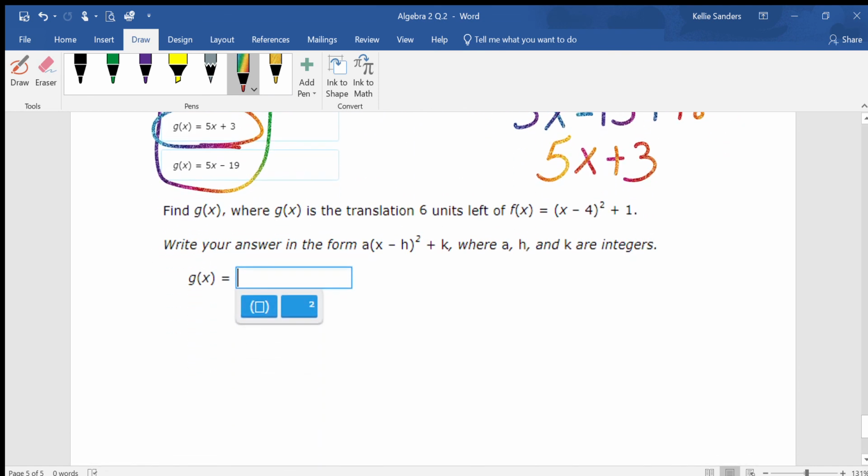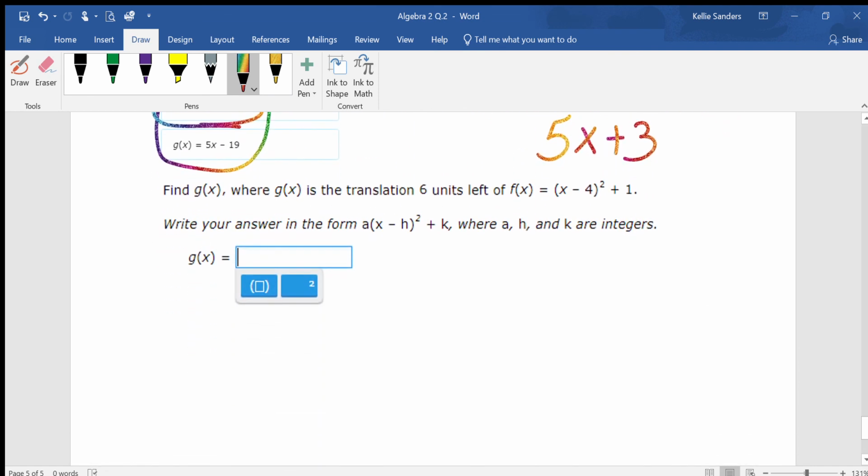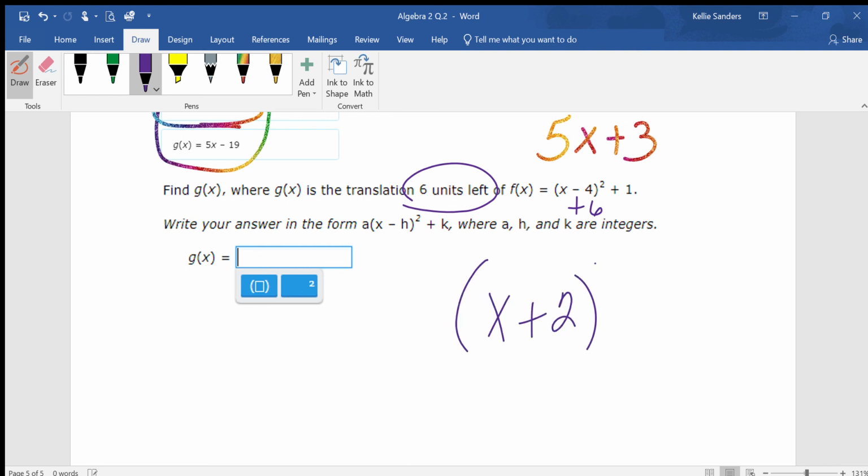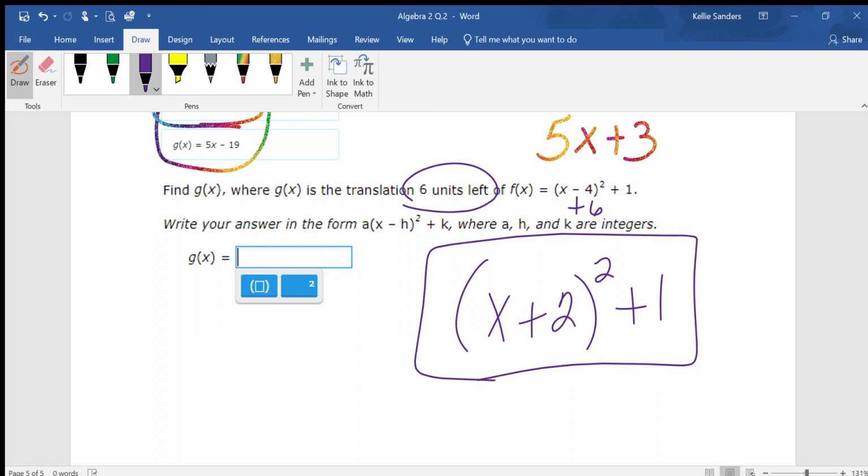Alright, last one. Just 6 to the left. So that's going to be on the inside. So plus 6. X plus 2 squared plus 1. There you go.